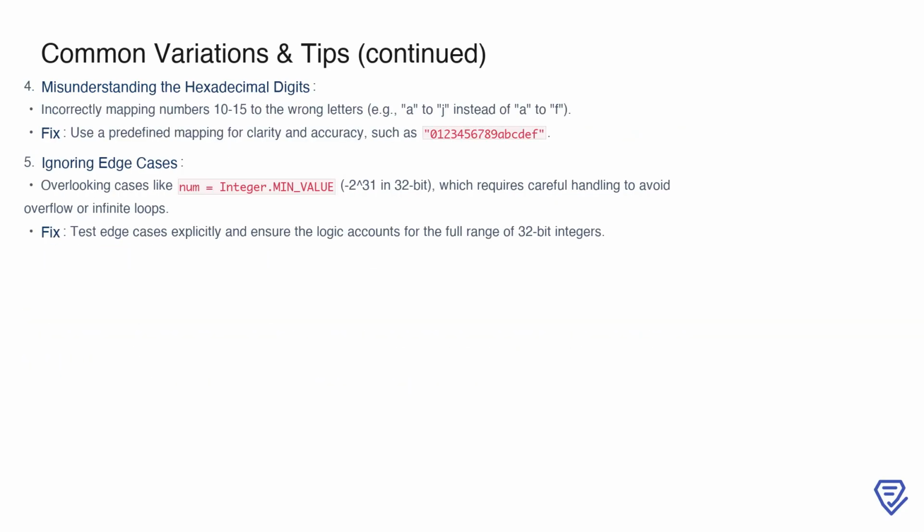Another frequent pitfall is misunderstanding how hexadecimal digits are mapped. Hexadecimal uses the digits 0 to 9 and the letters A to F for values 10 through 15, but some mistakes arise when these mappings are done incorrectly, such as assigning A to J instead of A to F. To avoid this, it's best to use a predefined mapping like 0123456789abcdef for clarity. Additionally, edge cases are often overlooked. For example, number equals integer.min_value, which is -2 to the power of 31 for 32-bit integers, can cause infinite loops or overflow errors if not handled carefully. Testing explicitly for such edge cases ensures your logic works for the entire valid range of inputs.